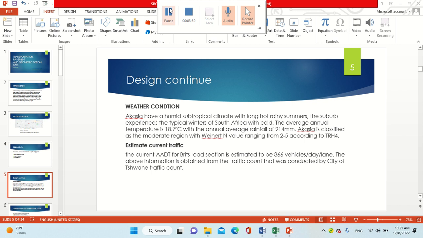Okay, let's look at the estimated current traffic that we have seen on the road. The current ADT for this road section is estimated to be 866 vehicles per day per lane. The above information is obtained from the traffic count that was conducted by the city of Tshwane.